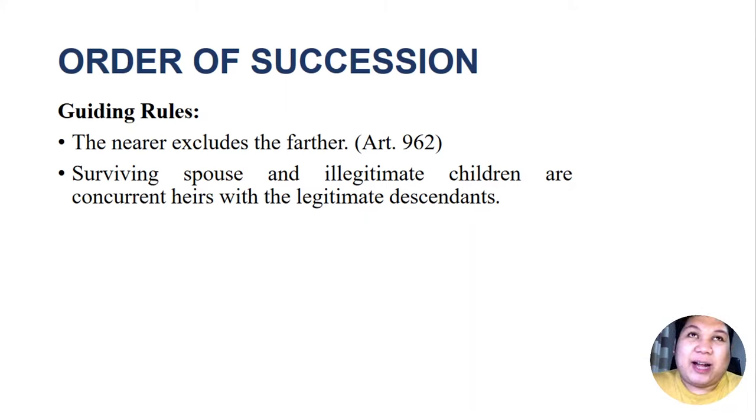So when the children are absent and the descendants are also absent, and the parents are present, together with the parents we have the surviving spouse and the illegitimate children, if there is any. So they will inherit together concurrently, unlike in the case of the children and the parents, because when the children are present, the parents cannot inherit. When the children are present, the spouse and the illegitimate children can also concurrently inherit.